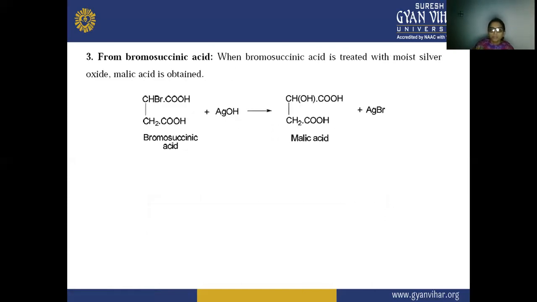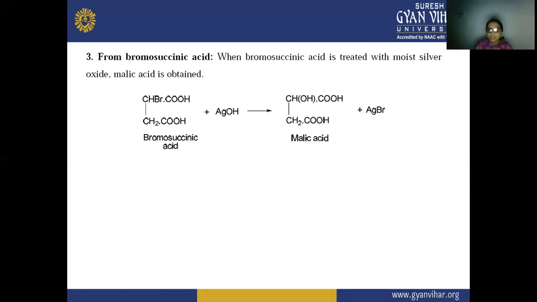The third method is from bromosuccinic acid. This is the structure of bromosuccinic acid, and when bromosuccinic acid is treated with moist silver oxide, there is a formation of malic acid. So bromosuccinic acid reacts with silver oxide, silver hydroxide, and there is a formation of malic acid plus AgBr.